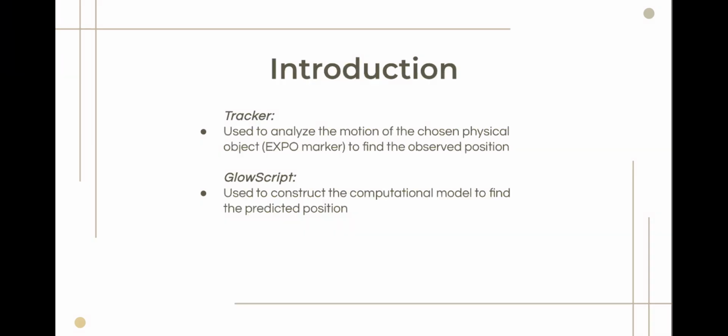In this lab, we also used two programs, one of which was Tracker, and this was used to analyze the motion of the chosen physical object, which I chose to be an expo marker, and we used this to find the observed position. We also used GlowScript, in which we were given a model code, and through editing this, we were able to construct a computational model, which helped us find the predicted position.